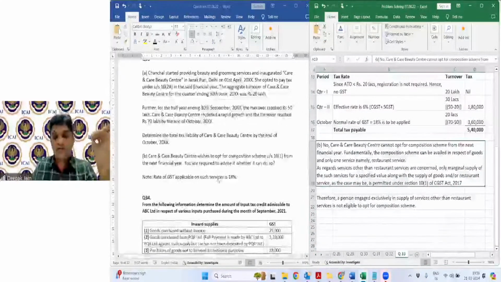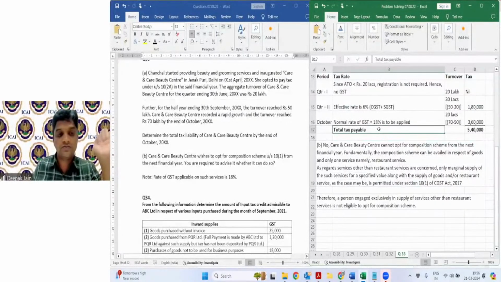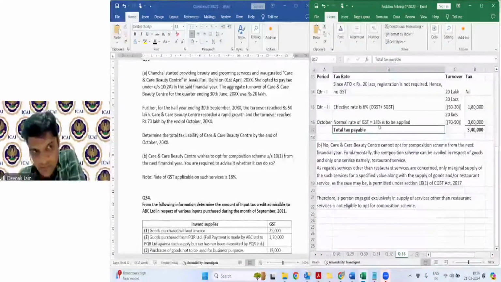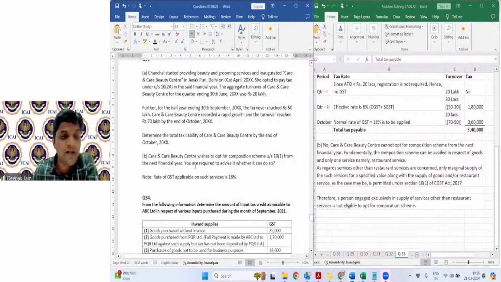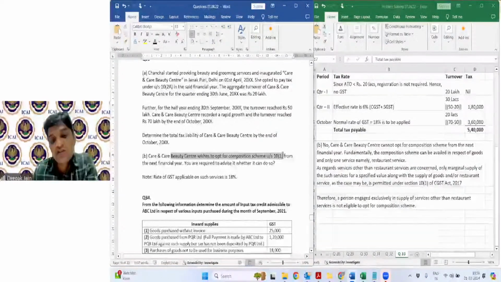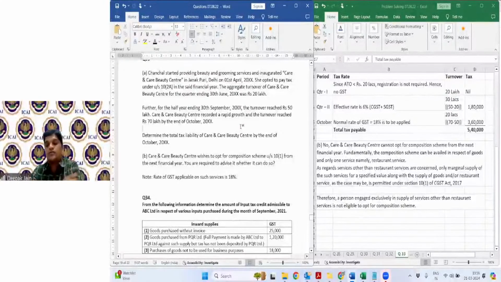Okay, second part of the question. Are you clear with the first part? Now, second part. Second part of the question says Care and Care Beauty Center wishes to opt for composition scheme under 10 subsection 1 from the next year. You are required to advise whether it can do so. This year's turnover is touching 70 lakhs. So can she opt for next year?